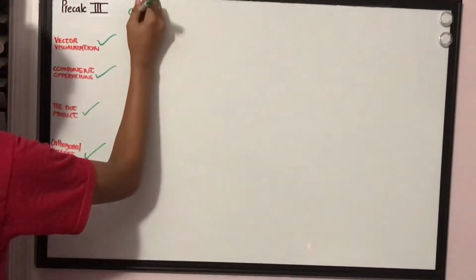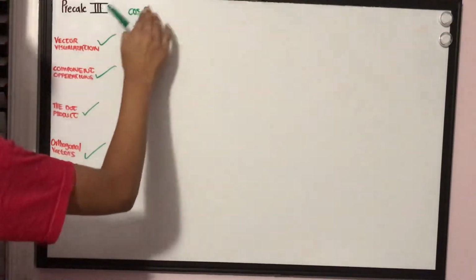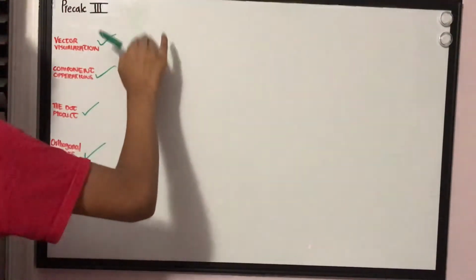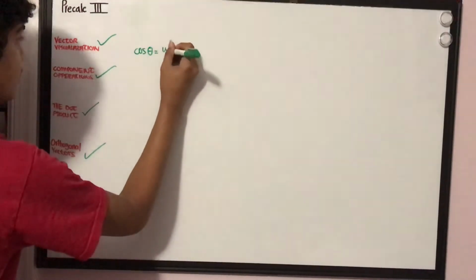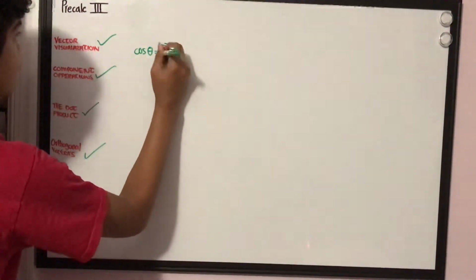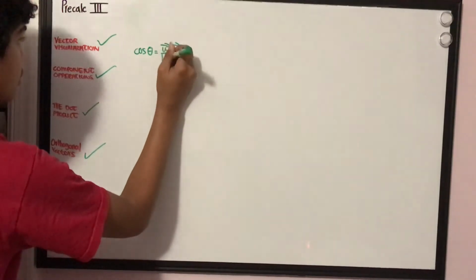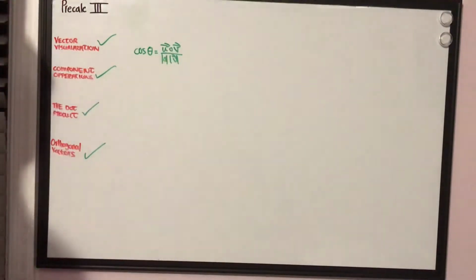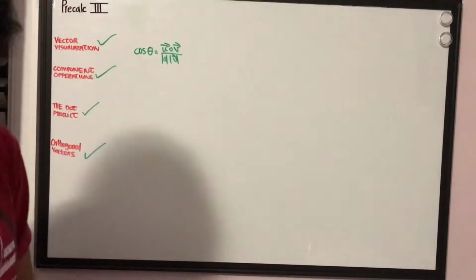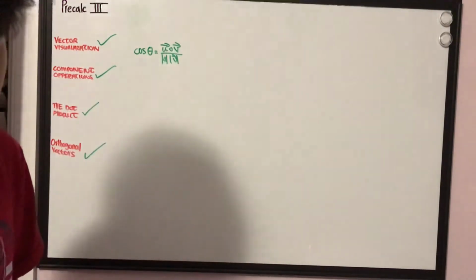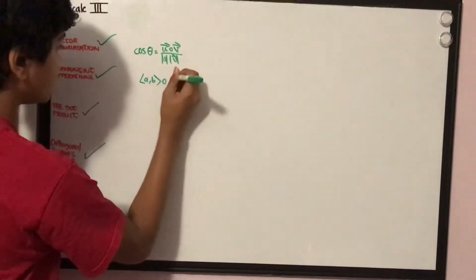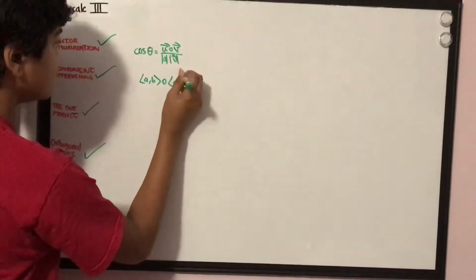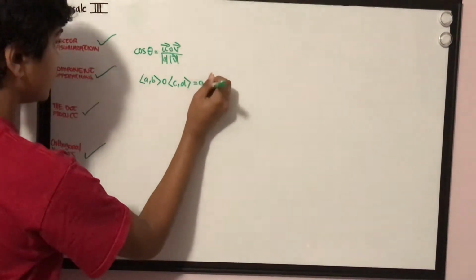The cosine of theta is equivalent to u dot v over the magnitude of u over the magnitude of v. We also have AB dot CD is equal to AC plus BD.